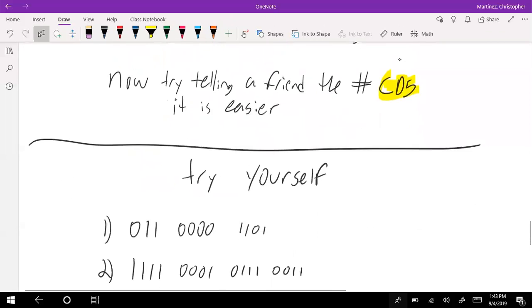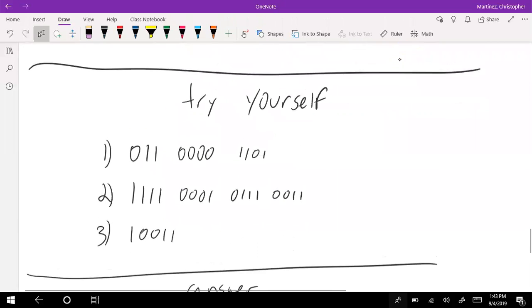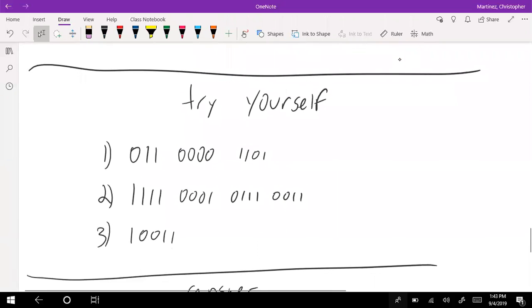So here are some numbers to try for yourself. I have 3 examples here. Pause the video and try to work these out yourself. Now you're going to find out that some of these are not divisible by 4. You always start at the right-hand side. If you are missing digits when you get to the leftmost point, add in zeros. All right, so pause the video, and once you're done, come back and see the answers.